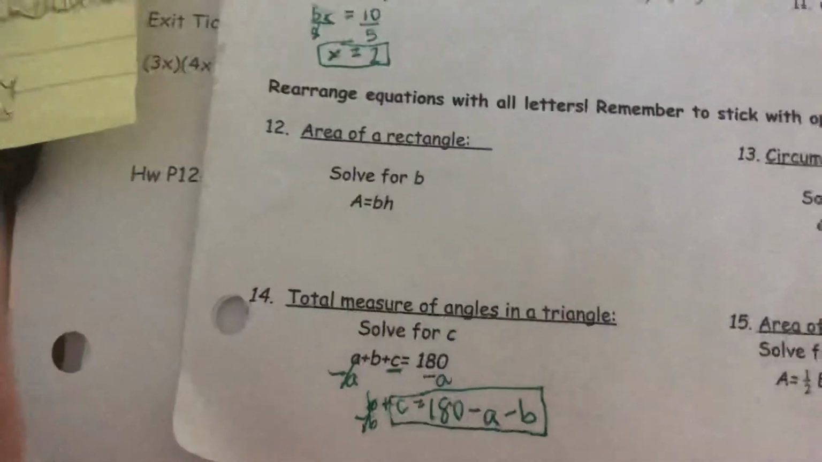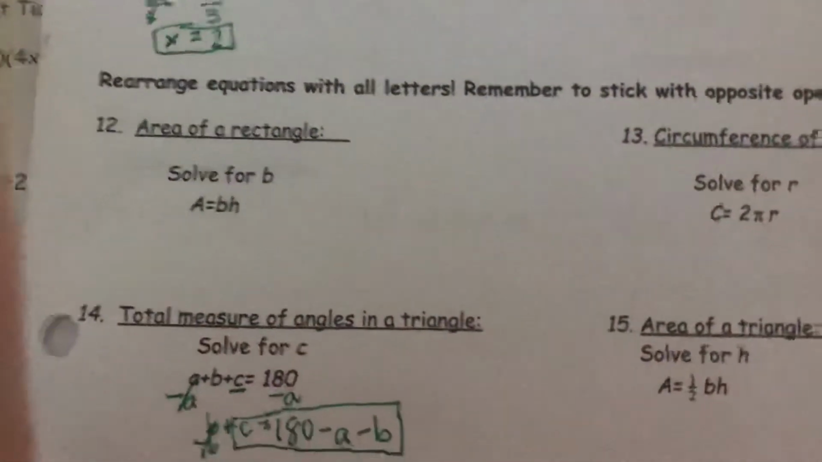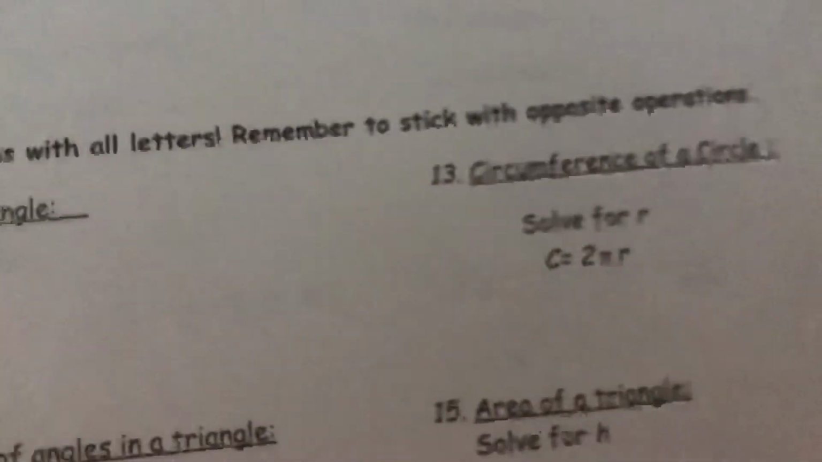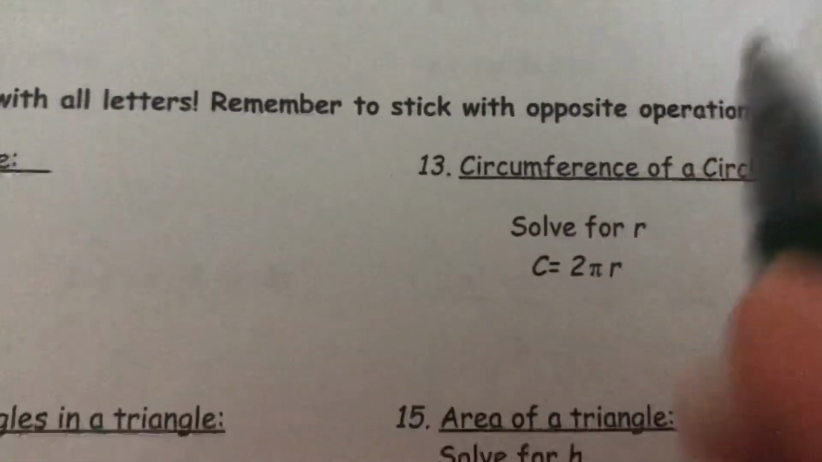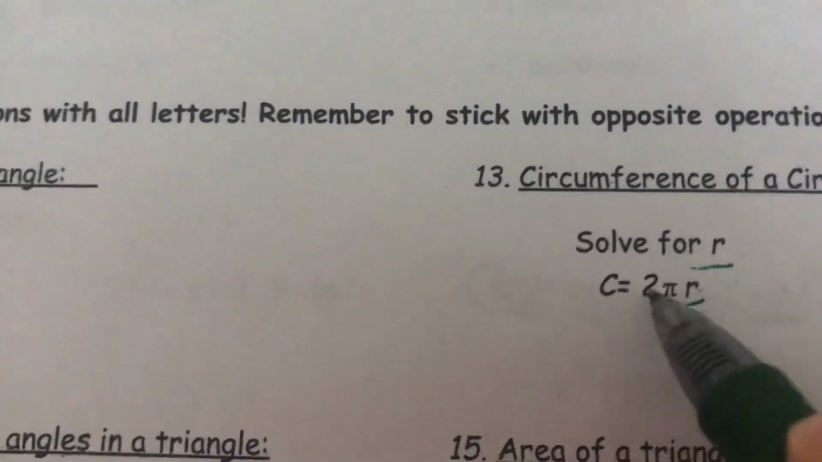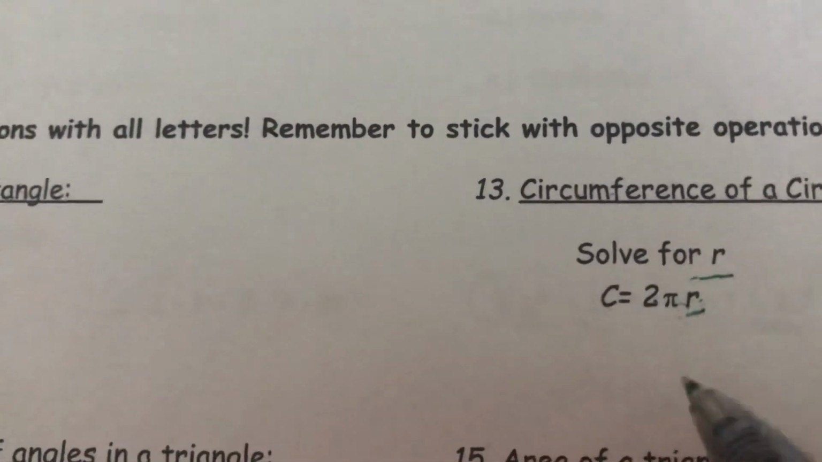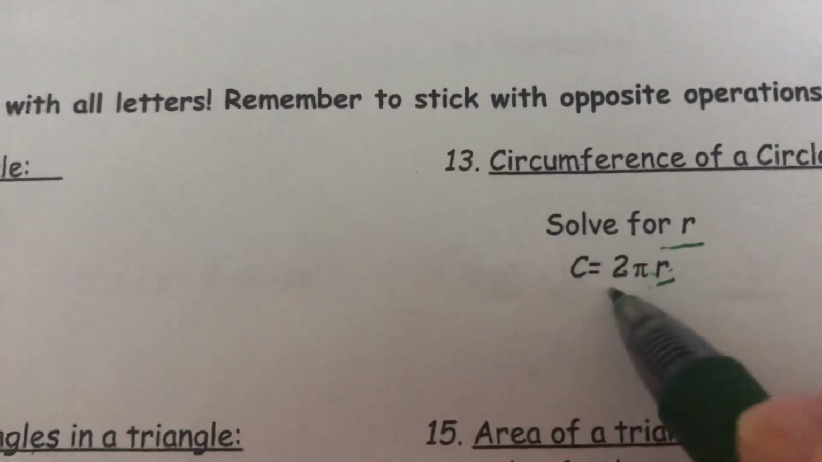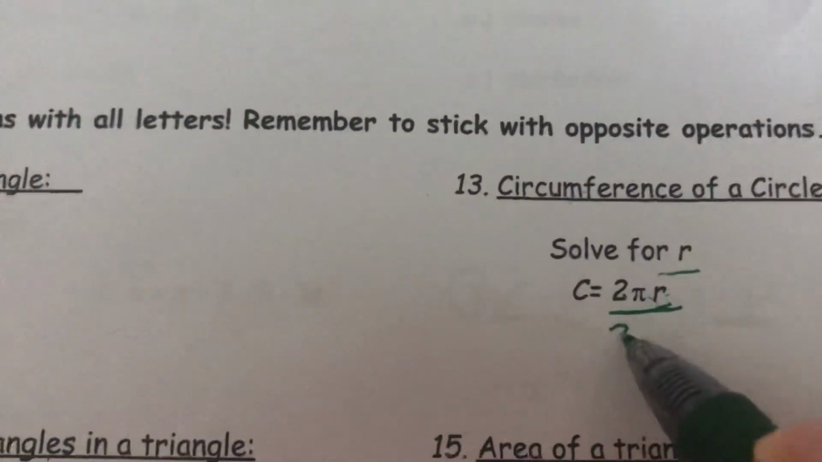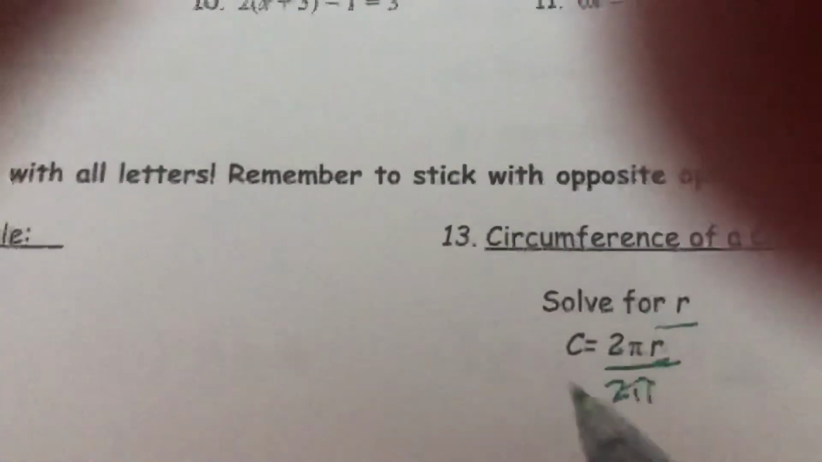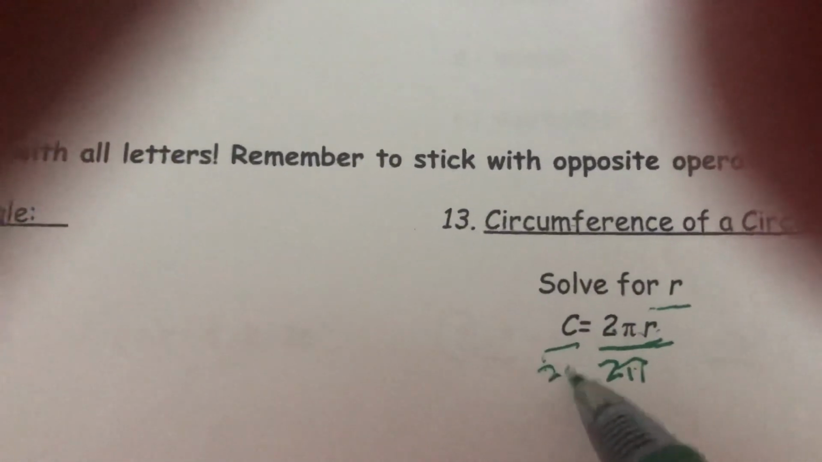We're going to do one more of these, because these seem to be a little bit more complicated than something that looks like this. So we're going to do 13. If you notice there's R, we've got to get R by itself. There are no operations, which means everything is multiplied together. So if all of these things are multiplied together, how do I undo it? I undo it by division. There's a 2 and a pi attached to the R that I don't want, so I'm going to divide each side by 2 pi.